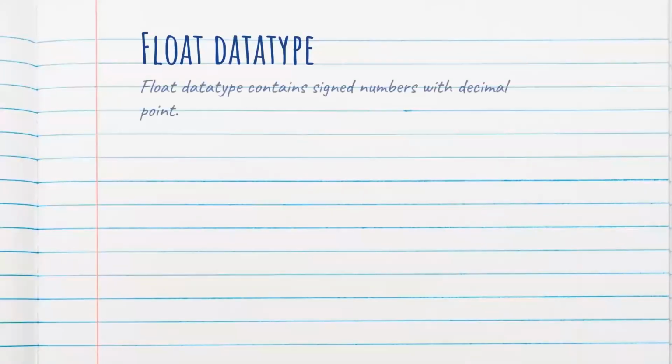The next data type is the float data type, and it can store floating point numbers. Floating point numbers are numbers that contain a decimal point. For example, 1.7912 is a floating point number. And whenever a program has to store a number that has a decimal point, then we'll be using the data type float.